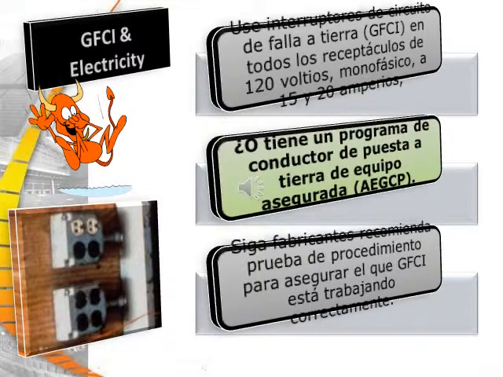Use GFCIs, or ground fault circuit interrupters, on all 120 volt single phase 15 and 20 ampere receptacles, or have an assured equipment grounding conductor program, called an AEGCP. Follow the manufacturer's recommended testing procedures to ensure that the GFCI is working correctly.